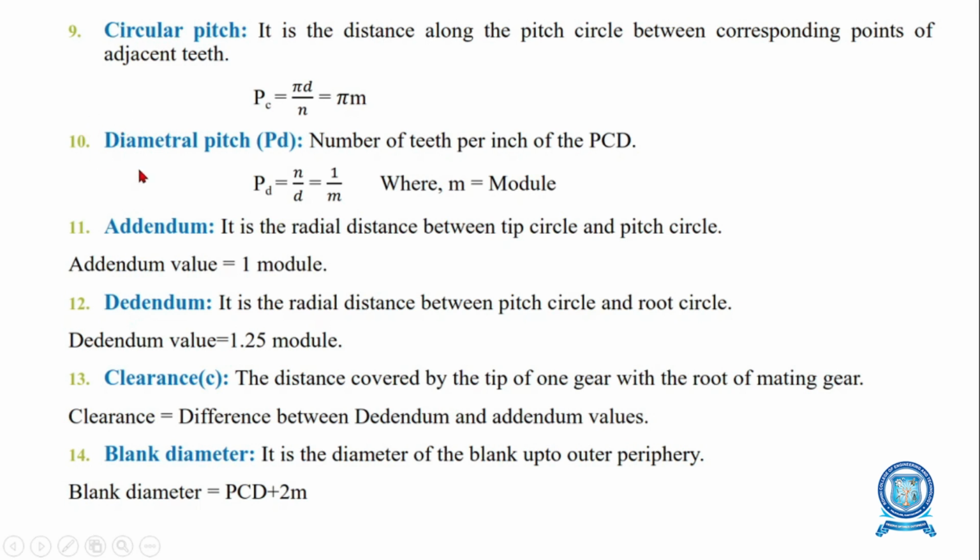Now the next one is diametral pitch, PD. It is the number of teeth per inch of the PCD. So PD is equal to N by D, which is equal to 1 by M, since D by N is equal to M. Here we are taking N by D, the inverse of the module M, so instead of N by D we take 1 by M. So PD is equal to 1 by M, where M is the module.